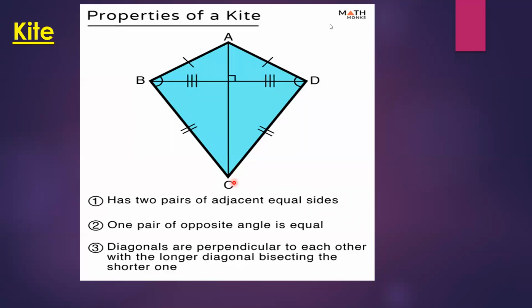Alasia Thomas, can you read the properties of a kite? Properties of a kite. Number one, has two pairs of adjacent equal sides. Number two, one pair of opposite angles is equal. Number three, diagonals are perpendicular to each other with the longer diagonal bisecting the shorter one.